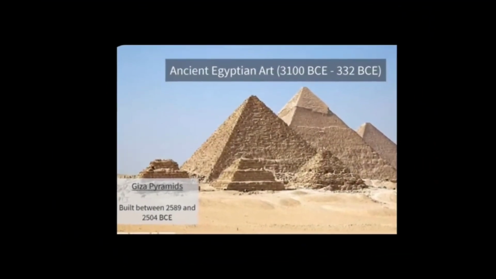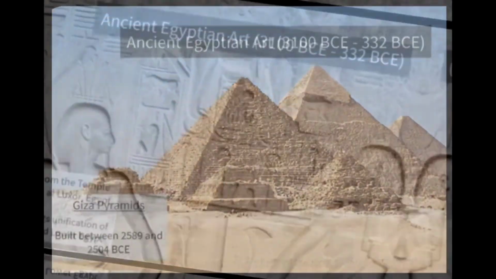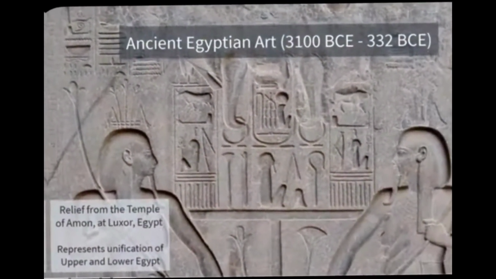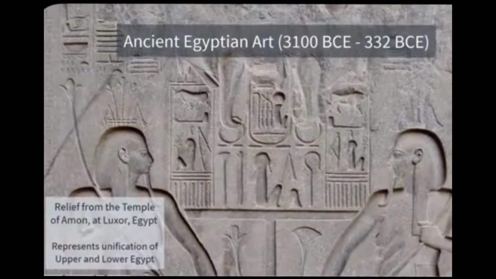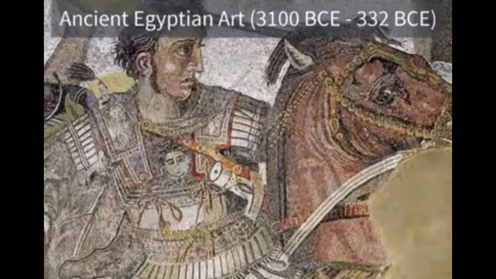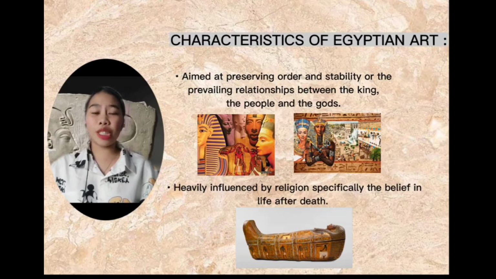Ancient Egyptian art spans close to 2,800 years of history, beginning with the unification of Egypt in the year 3100 BCE and concluding when Alexander the Great conquered Egypt in 332 BCE. That span of time is more than 10 times the age of the United States. Characteristics of ancient Egyptian art.